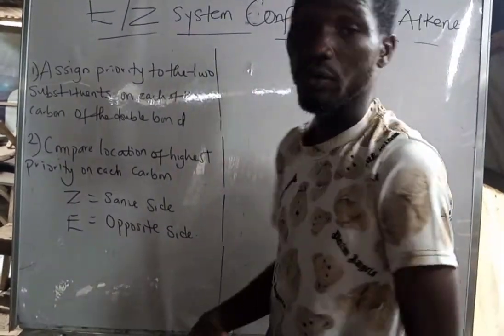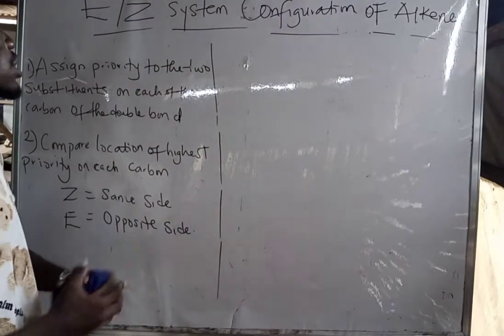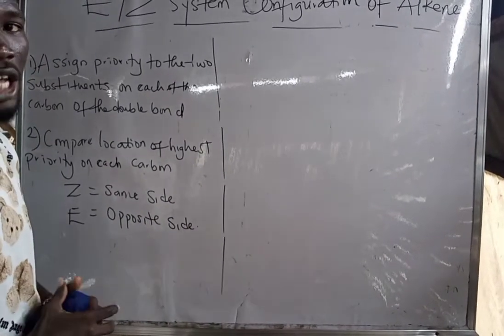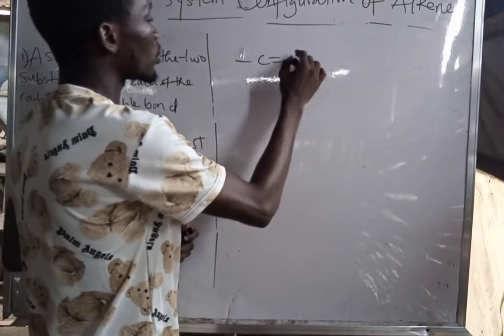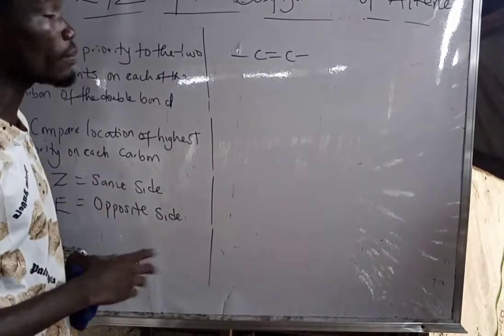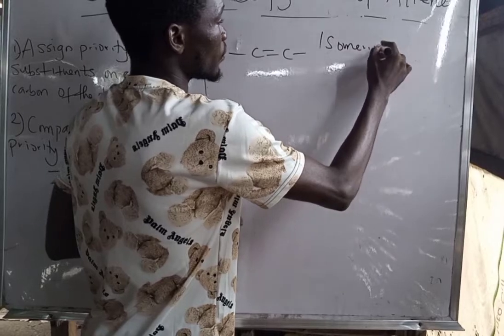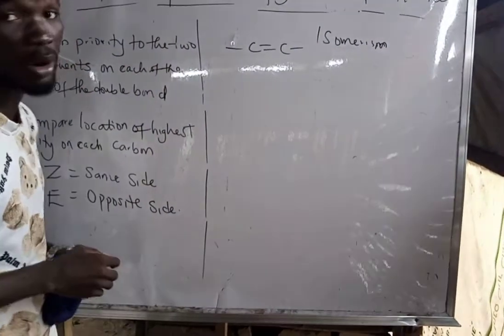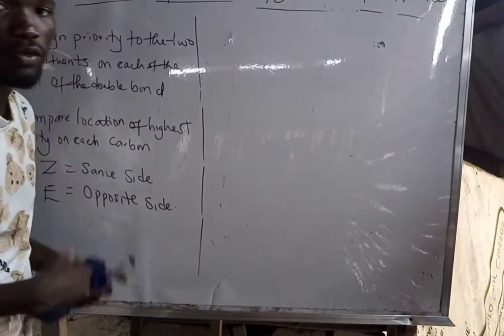It's been a while on my channel, so today we'll be talking about the E and Z system configuration of alkenes. Before we move to that, we all know that every alkene is an unsaturated hydrocarbon. Every alkene has a double bond. To talk about the E and Z system, we should understand what we mean by isomerism. I've discussed that in my previous video under isomerism. So today we are moving to the E and Z system of alkenes.